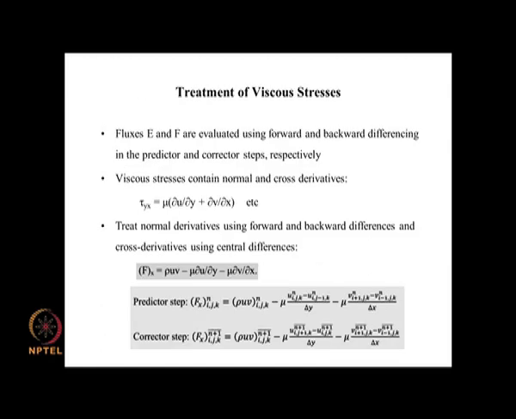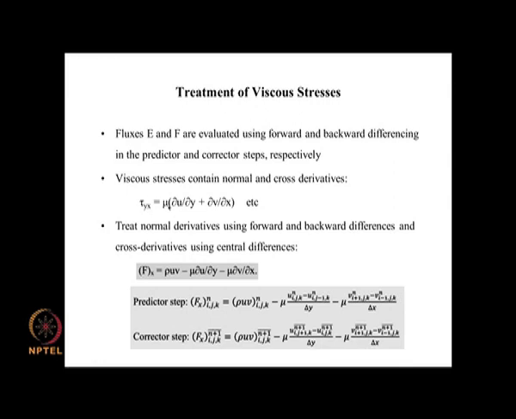So, let us just look at the treatment of viscous stresses. Okay. So, here we have fluxes E and F evaluated in the McCormack method using forward and backward differencing in the predictor and the corrector steps respectively. Now, viscous stresses are somewhat strange here because they contain both normal derivatives and cross derivatives. So, what do we mean by normal derivative and cross derivative?